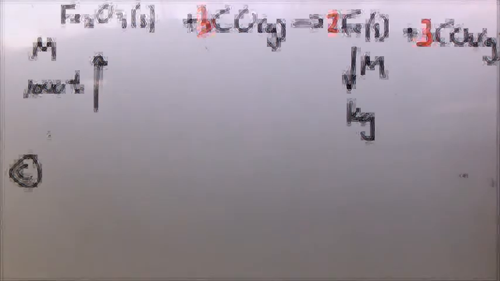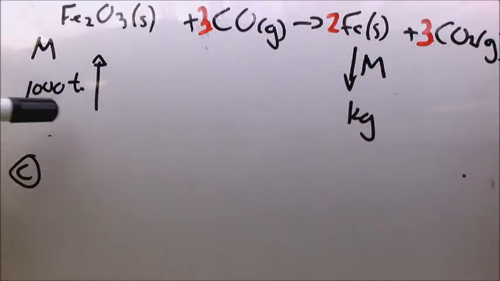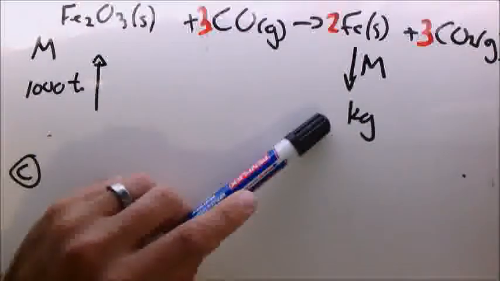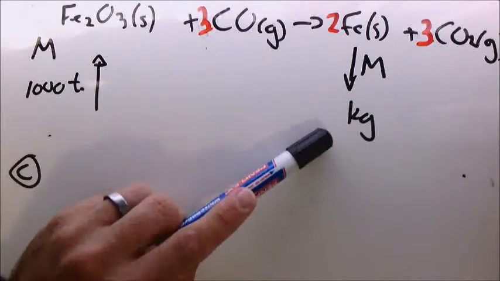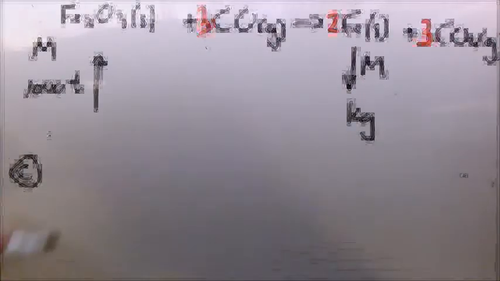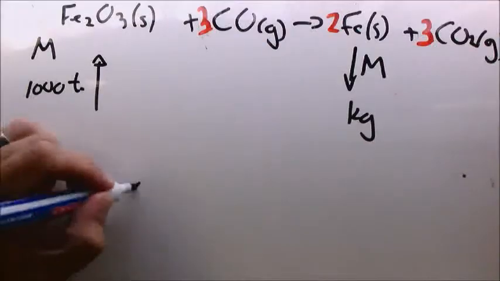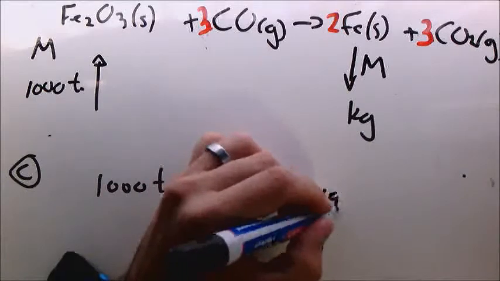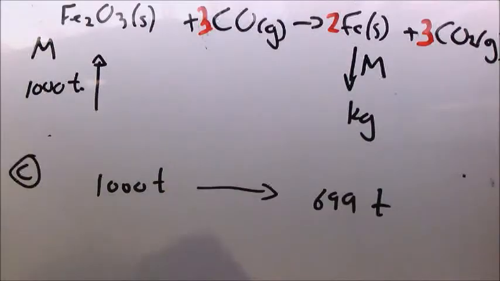C asks, calculate how many tons of iron oxide are needed to produce 1 ton of iron. Okay, there's a few ways to calculate this, but we have already done calculations where we know that 1,000 tons of iron oxide produces 699 tons of iron. So I'm just going to write this down. 1,000 tons produces 699 tons of iron, right?